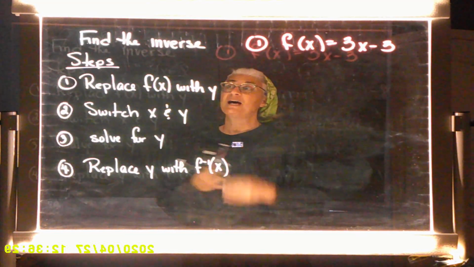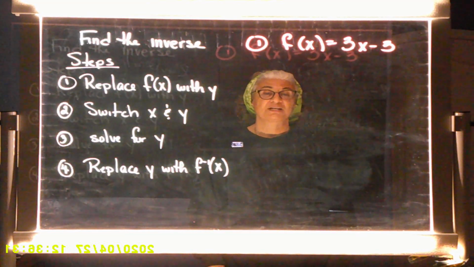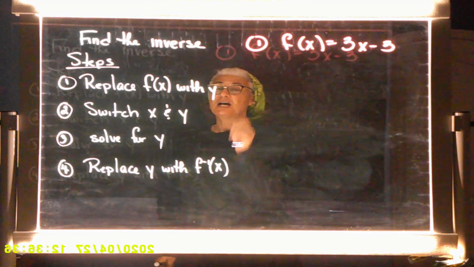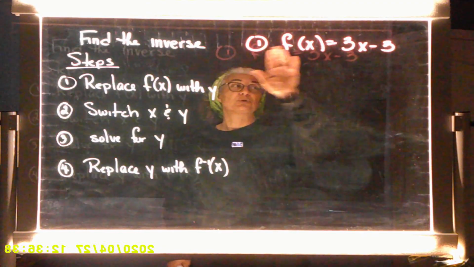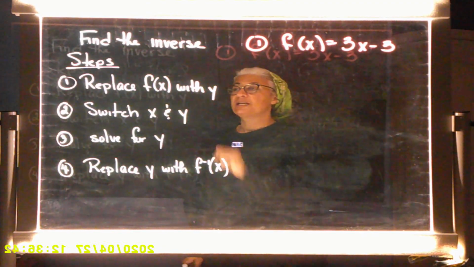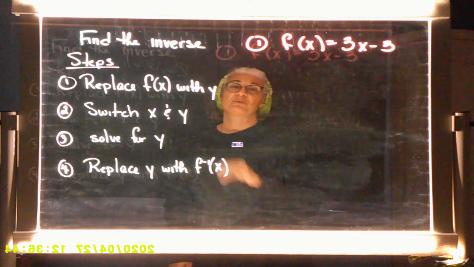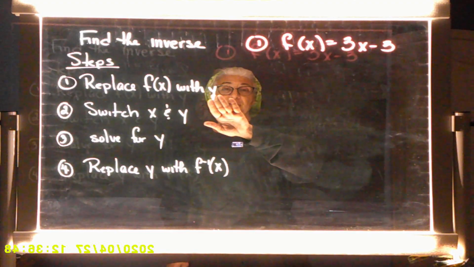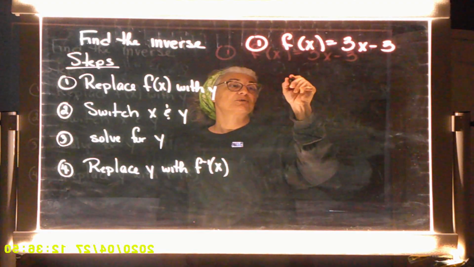Okay, so let's talk about how to find the inverse of a function. There are 4 short, simple steps to find the inverse of a function. I've written them down here, and we're going to work out an example at the same time. So here's the first step. It says replace f of x with y. So instead of f of x, we're replacing it with y.